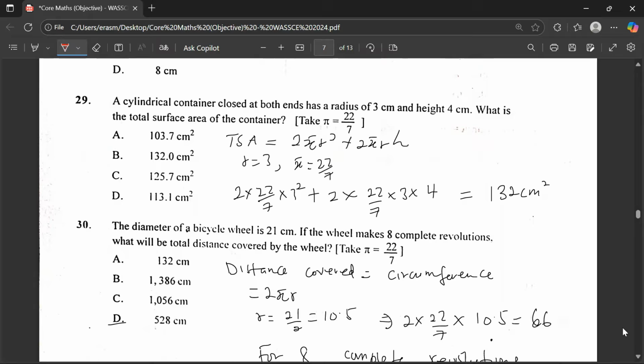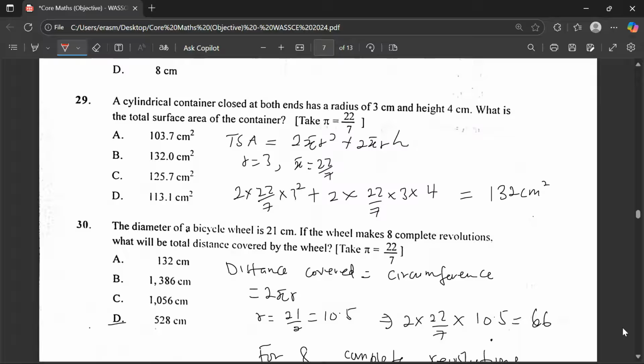A cylindrical container closed at both ends has a radius of 3 centimeters and height 4 centimeters. What is the total surface area of the container? Take pi to be 22 on 7.